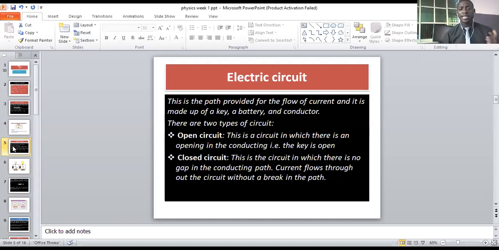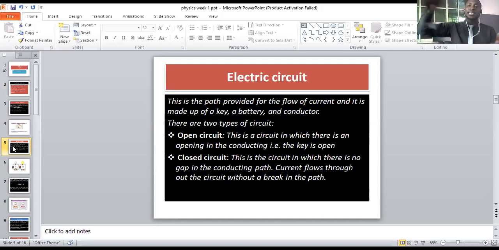Take a look at the definition again. Open circuit is a circuit in which there is an opening in the conducting part. The key, at least, is open. While a closed circuit is a circuit in which there is no gap. It is tight. The flow of electric current has a complete circuit. It completes the circuit.